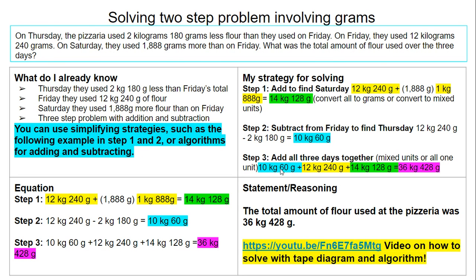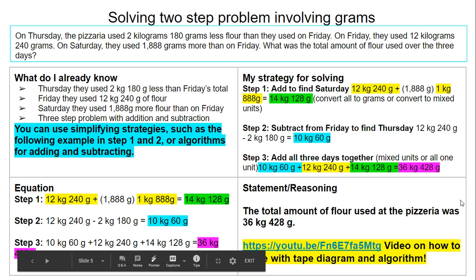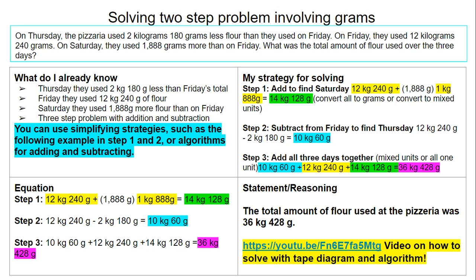Then it asked me what did they use over the 3 days? So Thursday's total was 10 kilograms, 60 grams. Friday's total, 12 kilograms, 240 grams. Saturday's total, 14 kilograms, 128 grams. For a total of 36 kilograms, 428 grams. Again, embedding the video so you can see how I set up each piece to make it make sense. When adding and subtracting multiple numbers, keeping track of where everything is and making sure you have labels for everything is really important.